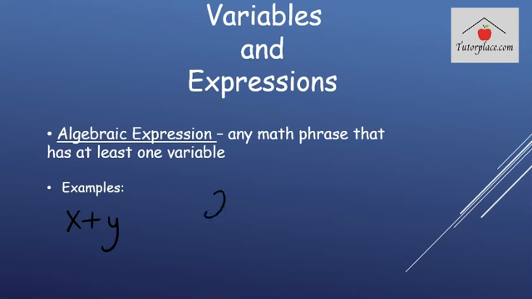Another one could be 2x plus 3b. They can have numbers and letters in them. Another expression might have an exponent. It might have x squared plus, and it could have parentheses even, (4y plus 2). They can have whole numbers with letters or just the letters. But those are considered to be algebraic expressions.